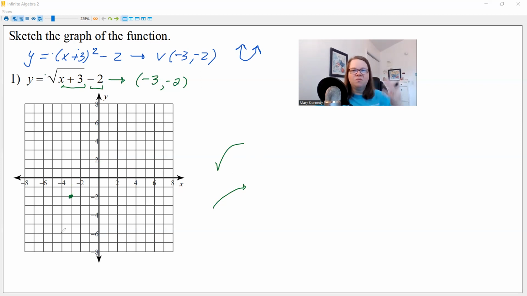So if your teacher's good with you just knowing that and doing that check mark sort of shape, then you can stop the video here. You've got the idea. But a lot of times you're going to be asked to find maybe an x-intercept. So think about if this is your y equals square root of x plus 3 minus 2. Let me put the -2 outside of that radical.